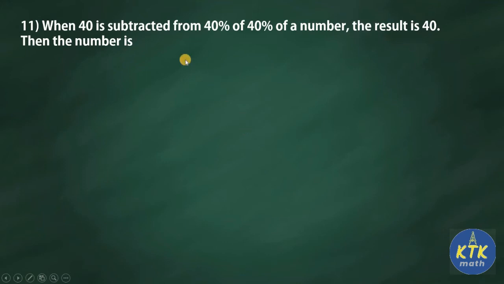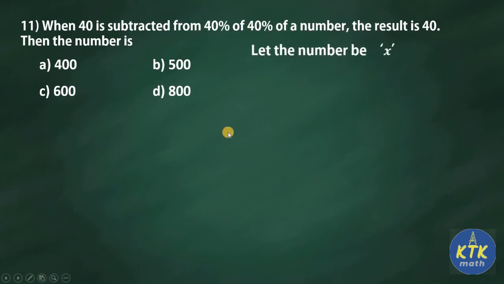When 40 is subtracted from 40% of a number, the result is 40. So the question seems very interesting. When 40 is subtracted from 40% of a number, the result is 40. Then the number is. So options are given like 400, 500, 600, 800. So whenever they are given statement type of questions, rewrite them in terms of expression first. As usual, I am going to assume that number as x.